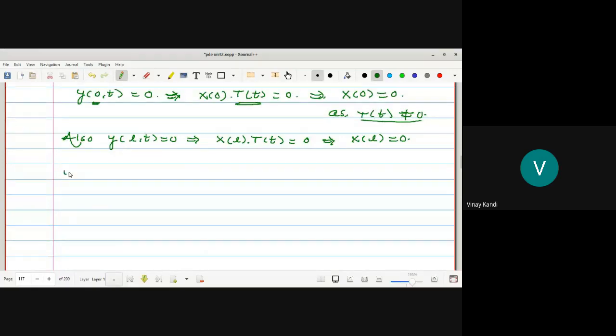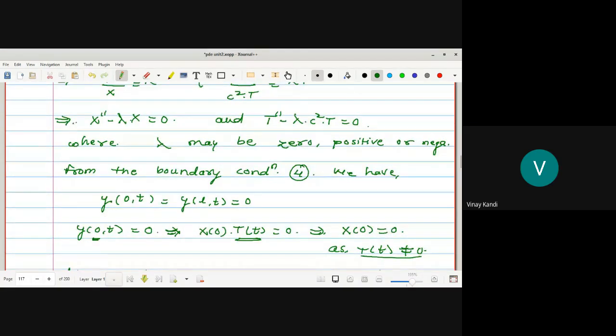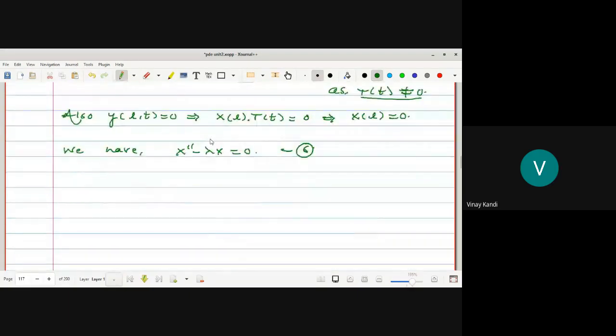Now we have X double dash minus lambda X is equal to 0. Give it as equation number 6. This equation, this one. Okay, let us do this first: X double dash minus lambda X is equal to 0, subject to the condition X of 0 is equal to 0 and X of L is equal to 0. Subject to the condition for this equation.